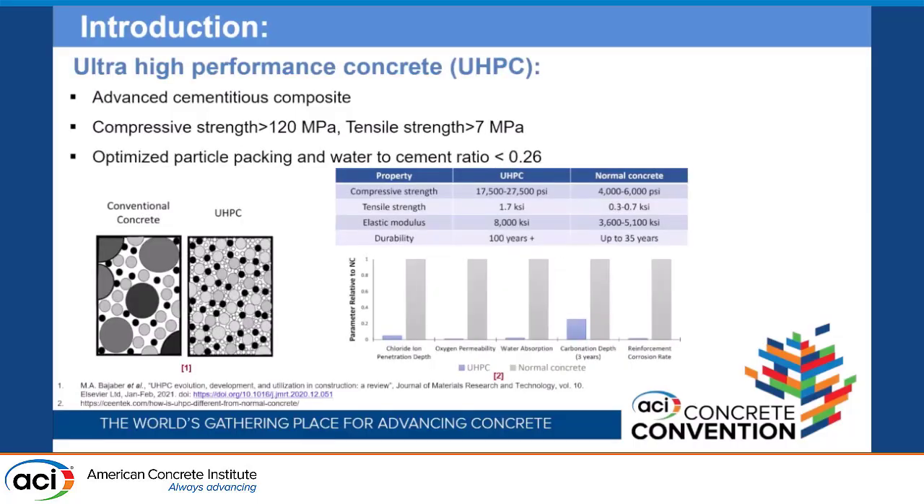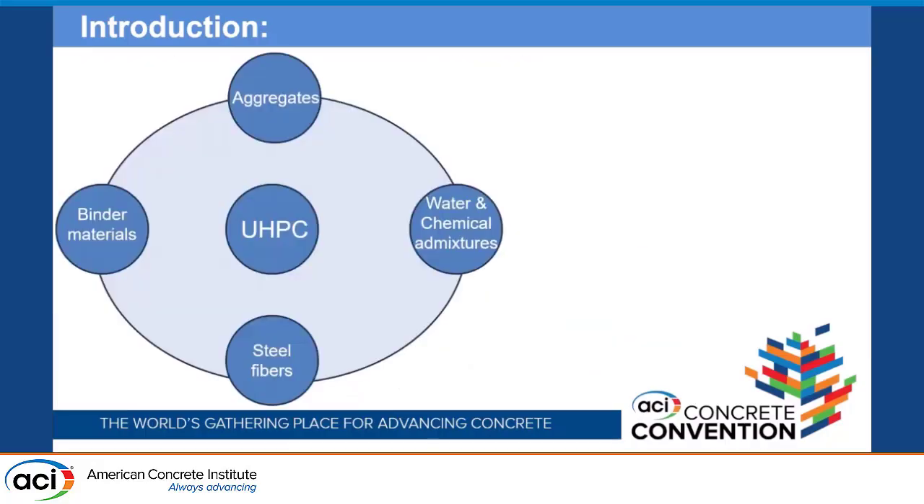Just a very brief introduction about UHPC. It's an advanced form of cementitious composite, with compressive strength over 120 megapascal, a very low water to cement ratio, and superior properties to regular concrete. A general mix design of UHPC looks like this. It has binder materials, a type of aggregate, water, any type of chemical admixture, and the steel fibers. But in this work, we'll just be looking at the bond between the UHPC matrix and the steel fibers.